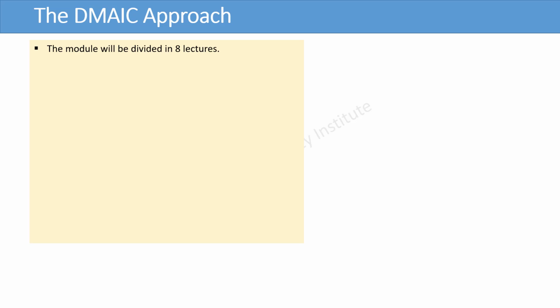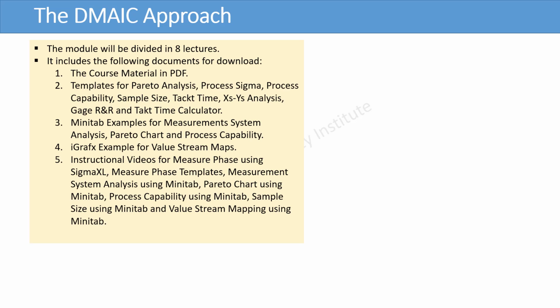The module includes the following documents for download: the course material in PDF, templates for Pareto analysis, process sigma, process capability, sample size, takt time, XY analysis, gauge R&R analysis, and a takt time calculator. Minitab examples for measurement system analysis, Pareto chart and process capability. iGraphX example for value stream maps.